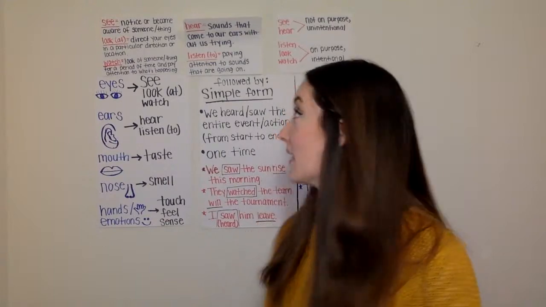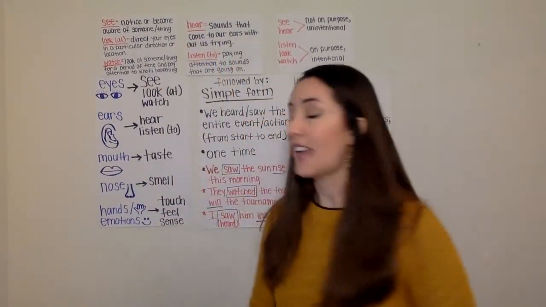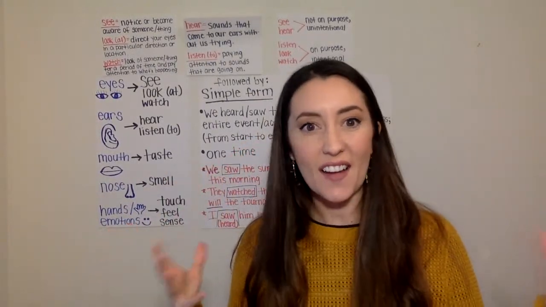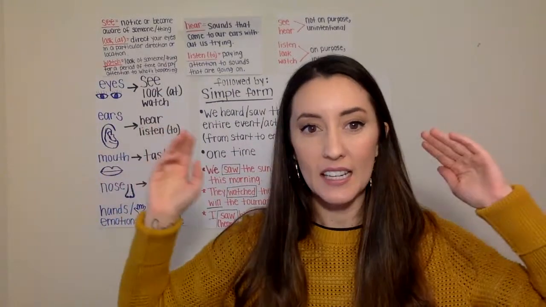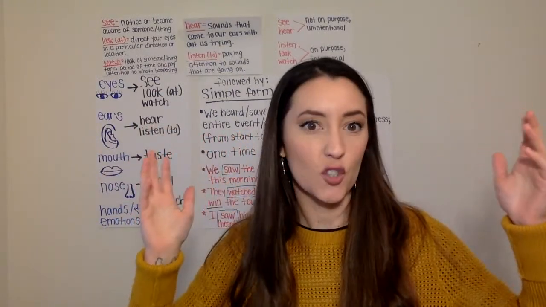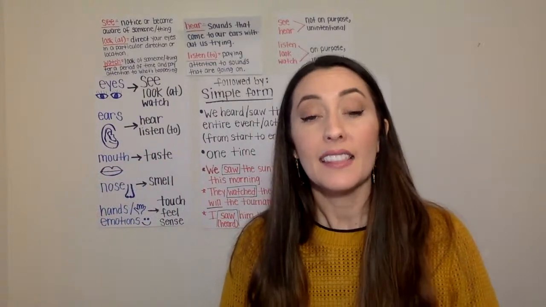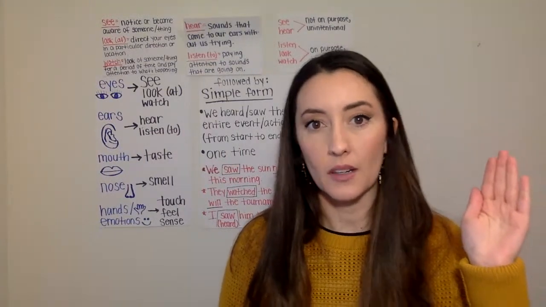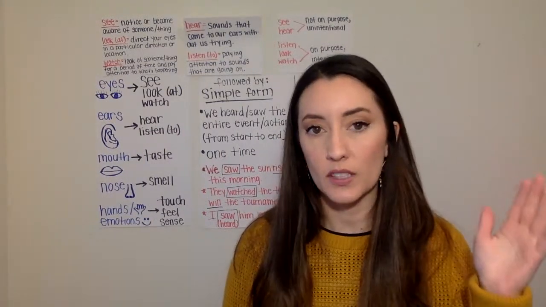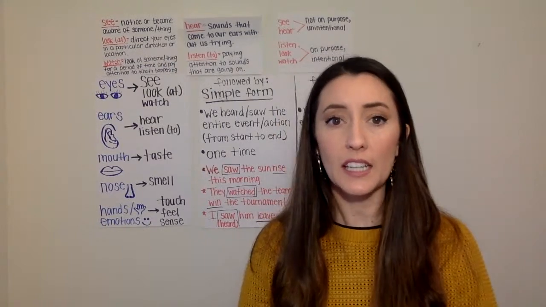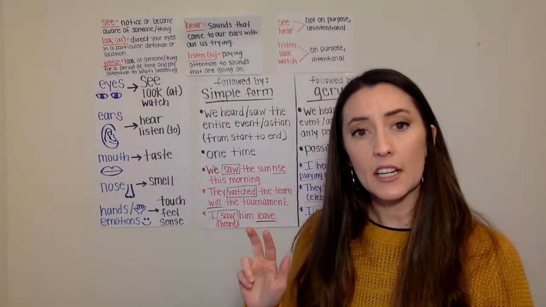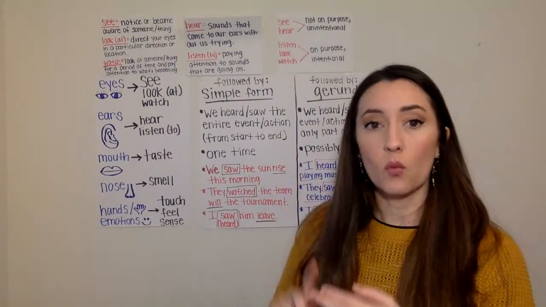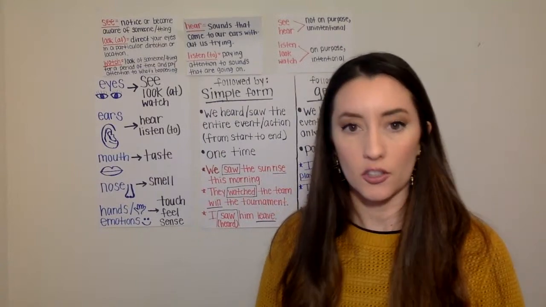Hear is sounds that come into our ears without us trying, okay? So they're not on purpose, they're unintentional. It's just a noise that enters our ears when we're not trying to hear it, okay? Listen is when we are actively paying attention. We're interested in the noise that's happening, okay? We want to know what they're saying or what's going on. So that's the difference between hear and listen. So see and hear are not on purpose, they're unintentional. Listen, look, and watch are on purpose, they are intentional, okay?